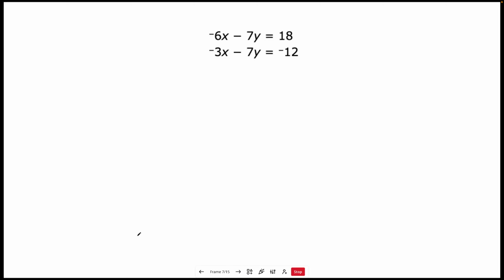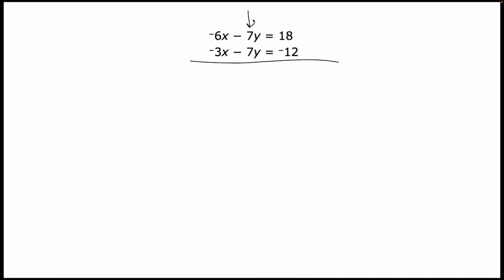Now, for this problem, if you try to add straight down, you would get negative 9x minus 14y equals 6. And this is not elimination, right? We don't have a 0 for one of our x's or y's. And so clearly we need to do something different for this type of problem. And what you might notice is that here, if you look at these, this is 7, 7. One of them needs to be positive, one of them needs to be negative. Right now they're both negative. So how can we make one of them positive?